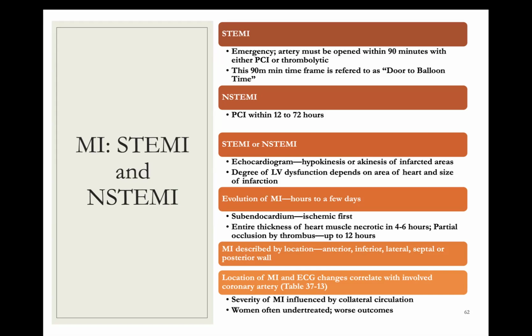The evolution of an MI usually, the cardiac muscle will start having some ischemia, so a little bit of a lack of oxygen, before it goes into full infarction, which is the tissue death, right? So it usually takes about 4 to 6 hours to have full thickness necrosis. So it's really important for patients to get in as soon as possible.